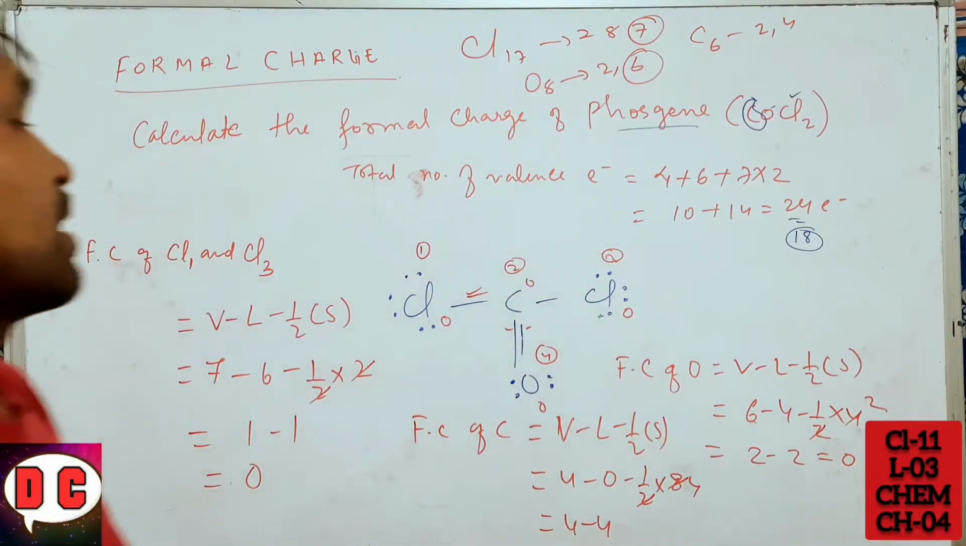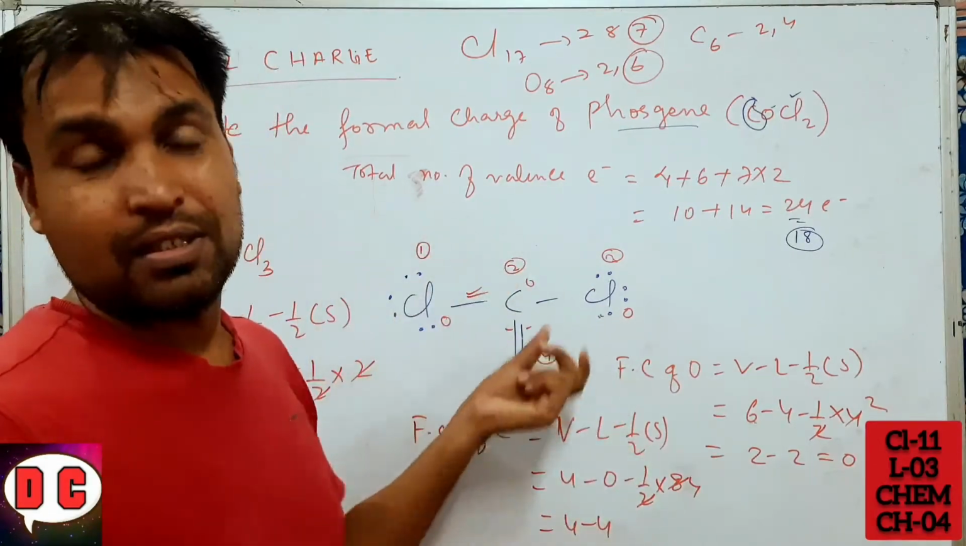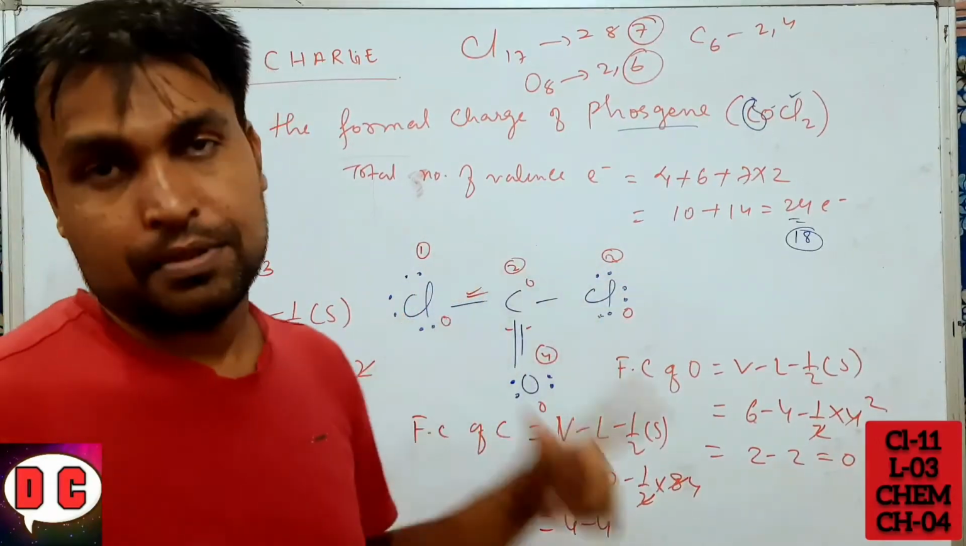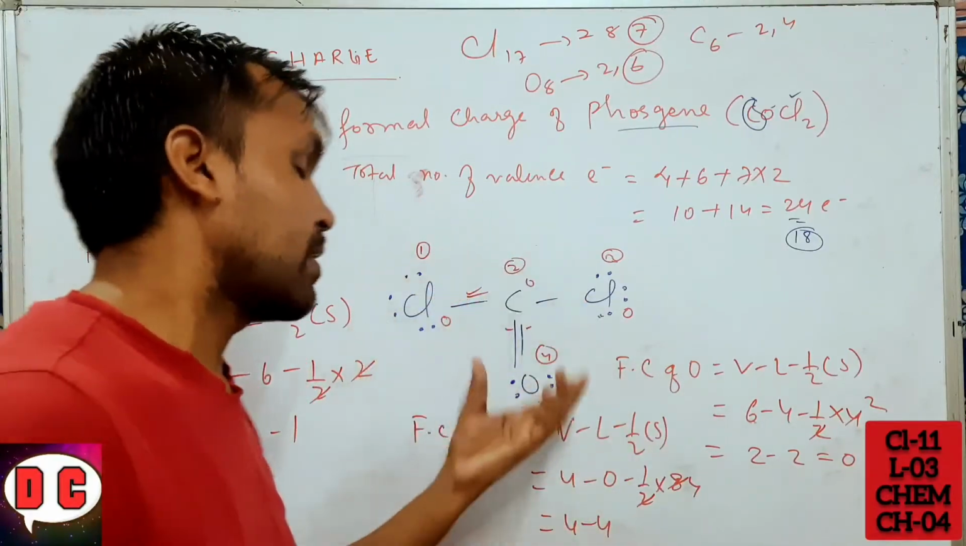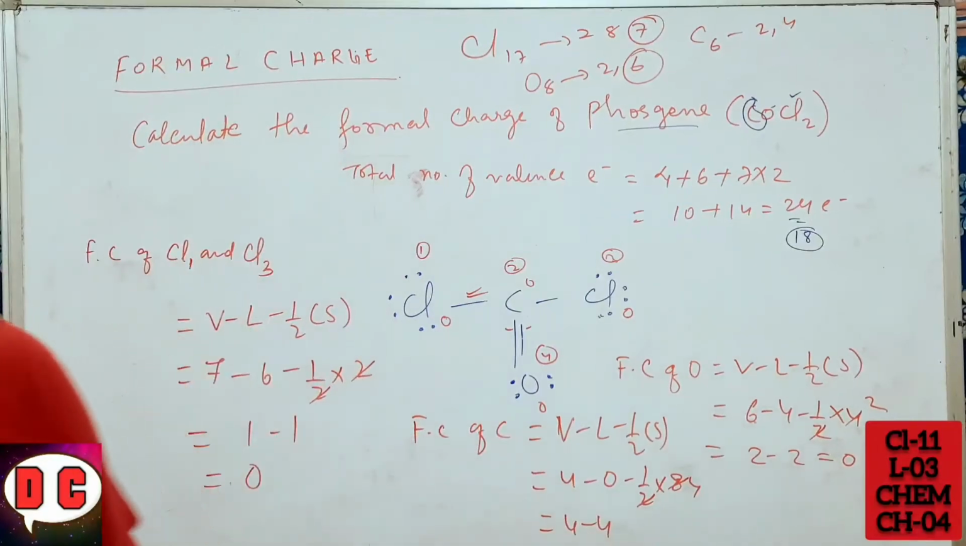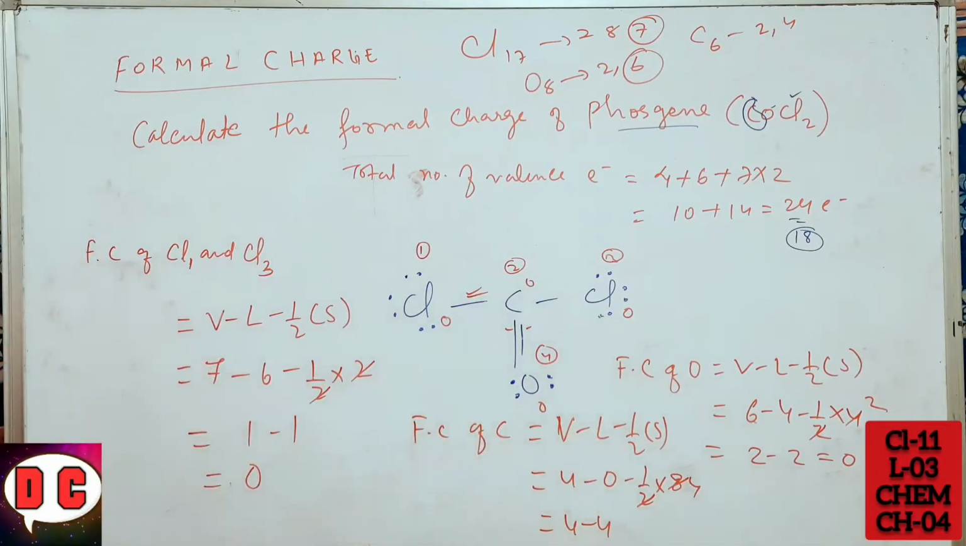That means this is a very suitable, most appropriate structure, because all the formal charges are 0. It will have minimum energy, so this one is considered a stable structure. Dear students, hope you have understood this. Pause the video and take down.